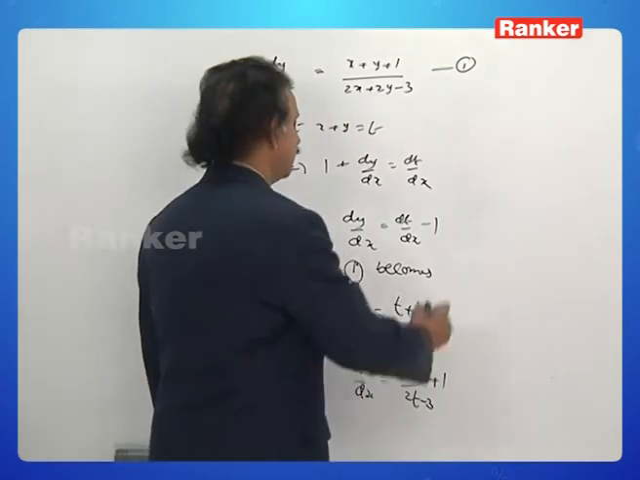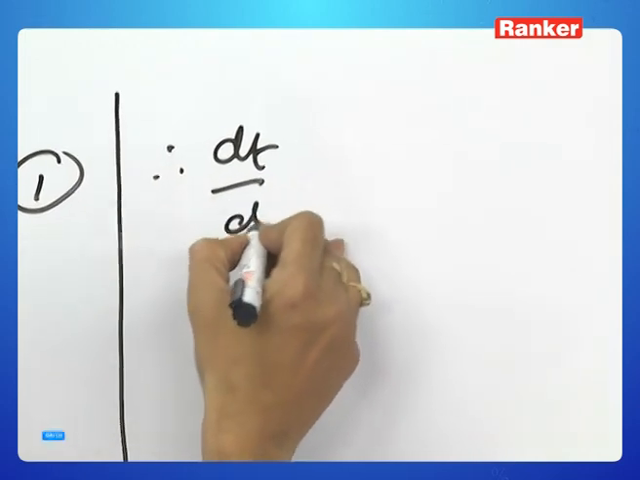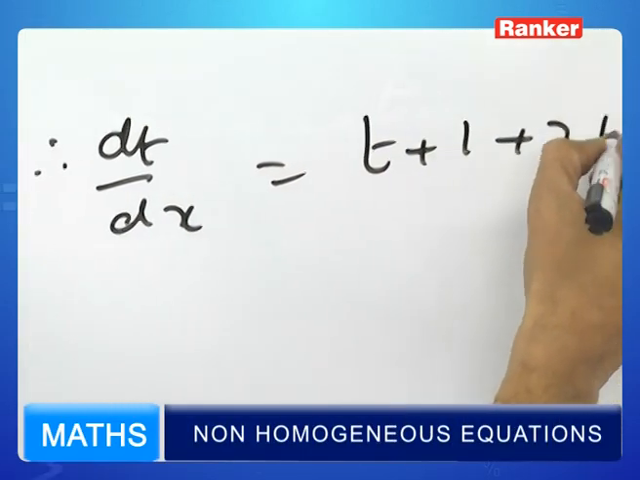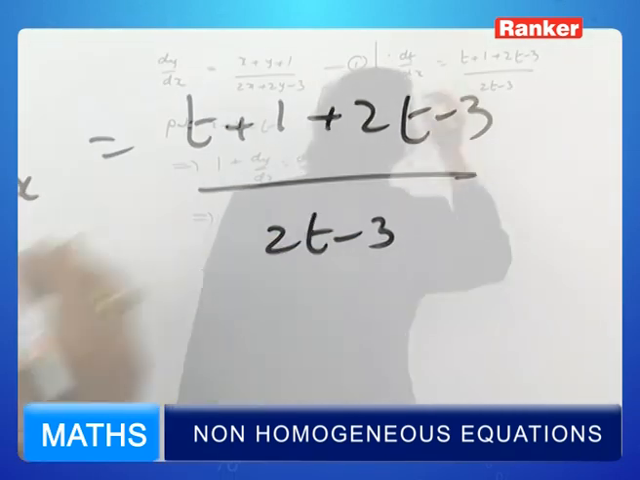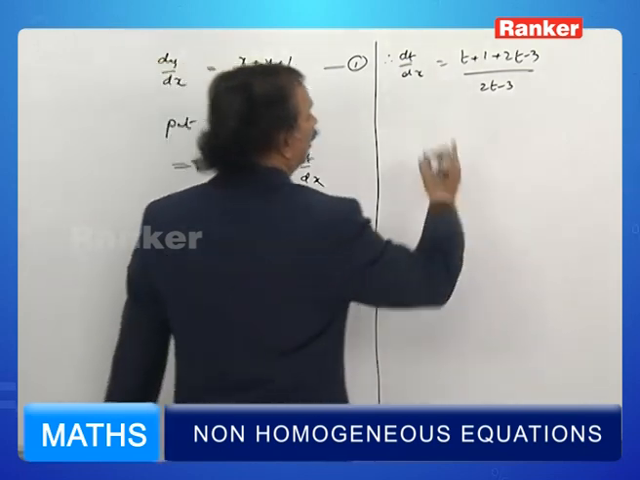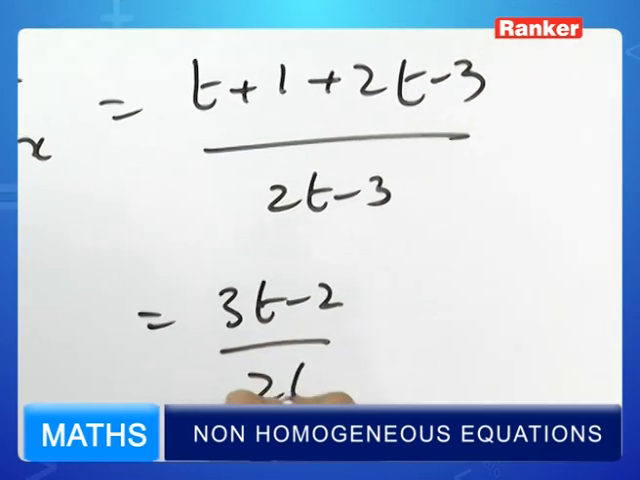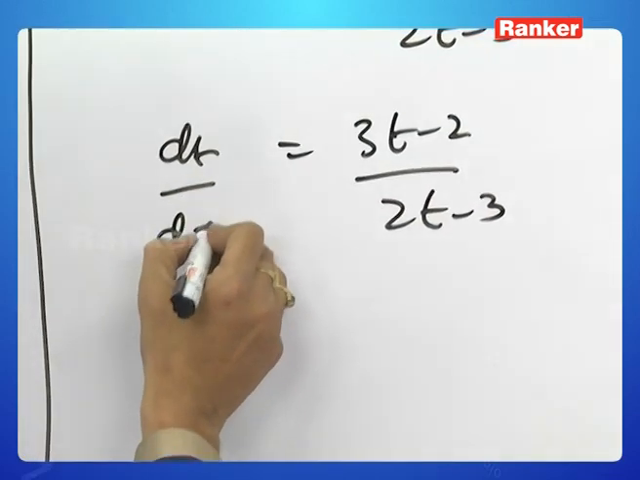The next step. Therefore, dt by dx is equal to t plus 1 plus 2t minus 3 by 2t minus 3. t plus 2t is 3t, and 1 minus 3 is minus 2, so 3t minus 2 by 2t minus 3. This is dt by dx.